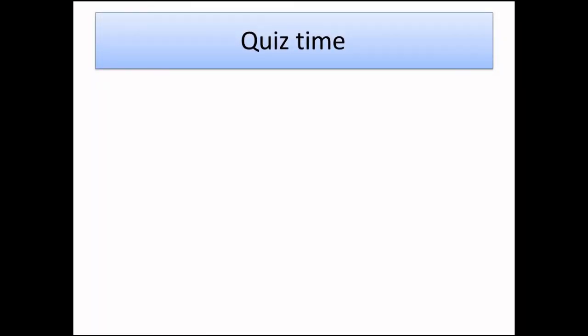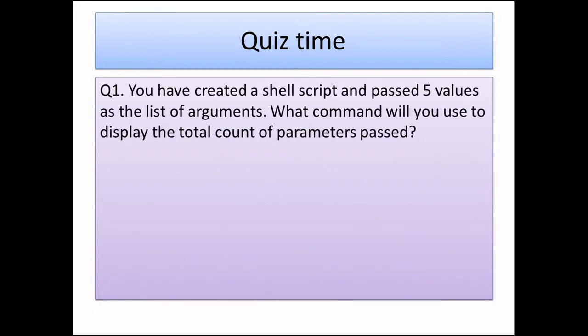Let us find some answers using a quiz. My first question is: you have created a shell script and provided 5 values as a list of arguments. What command will you use to display the total number of parameters passed? I will give you 2 to 3 seconds. If you can guess the answer, it is fine. Otherwise, I will reveal the answer. The answer is number 2. Using $#, we can count the total number of parameters passed.